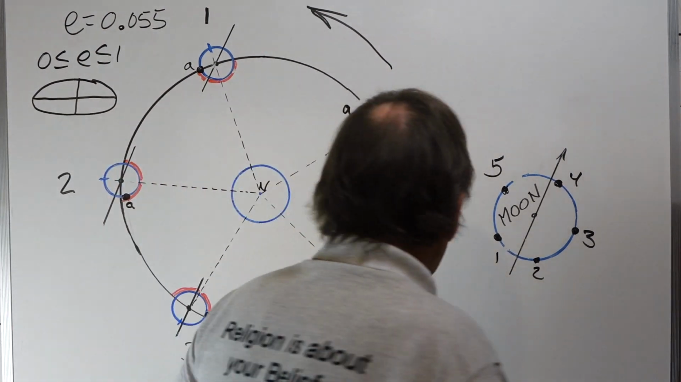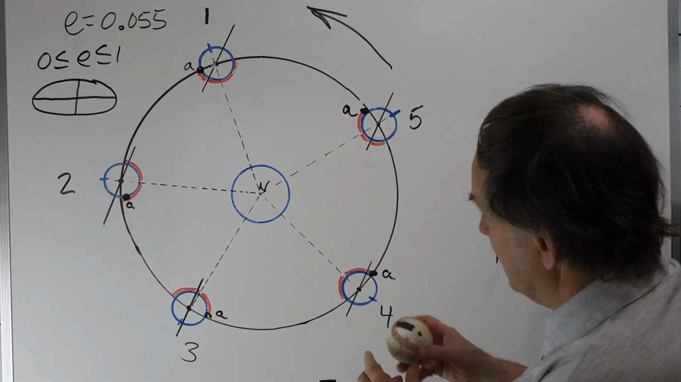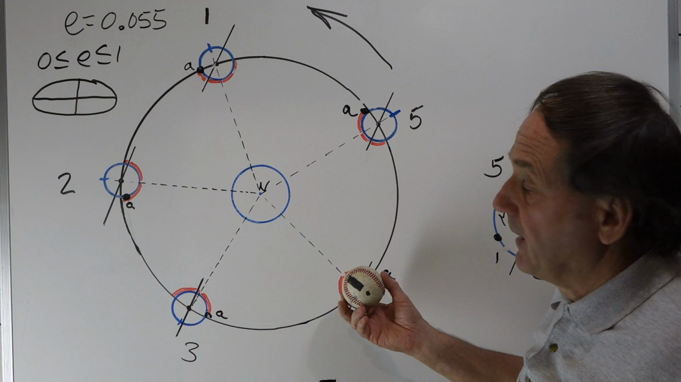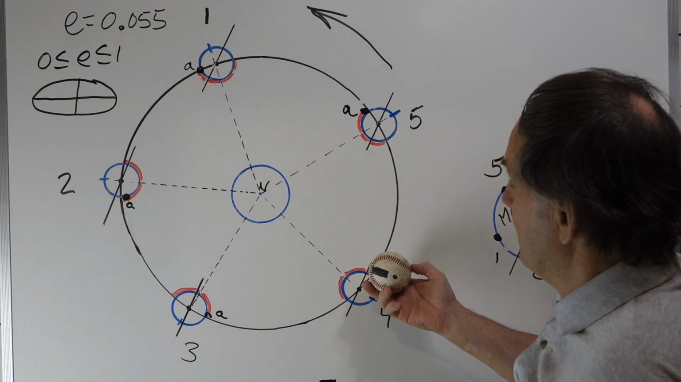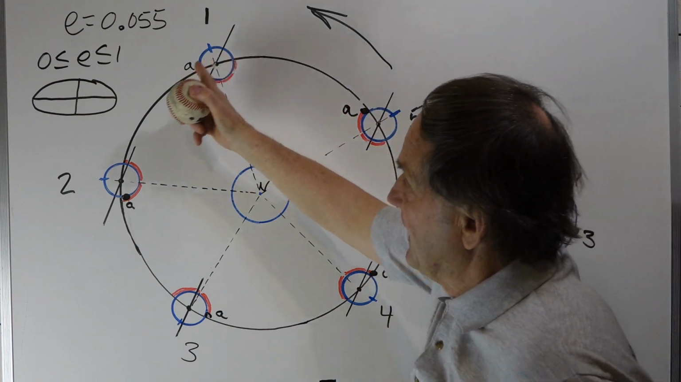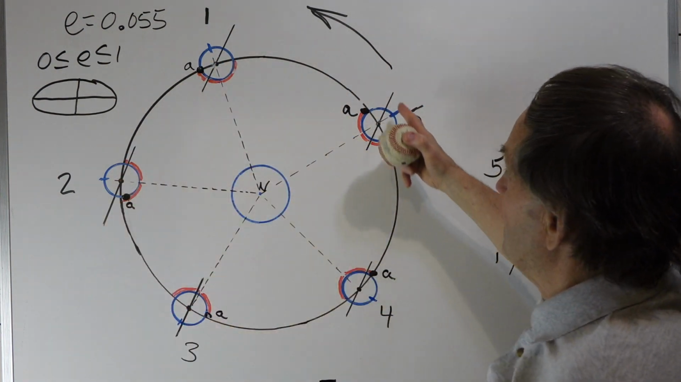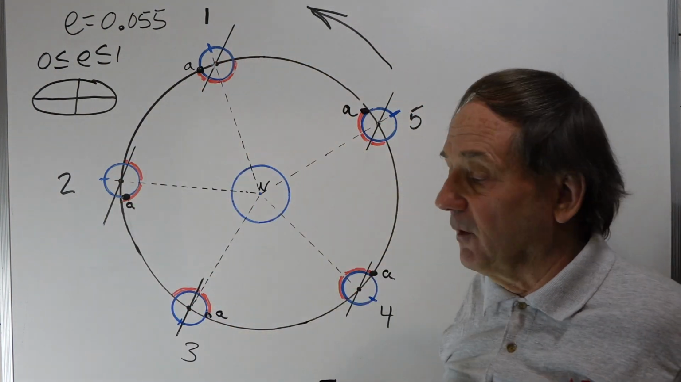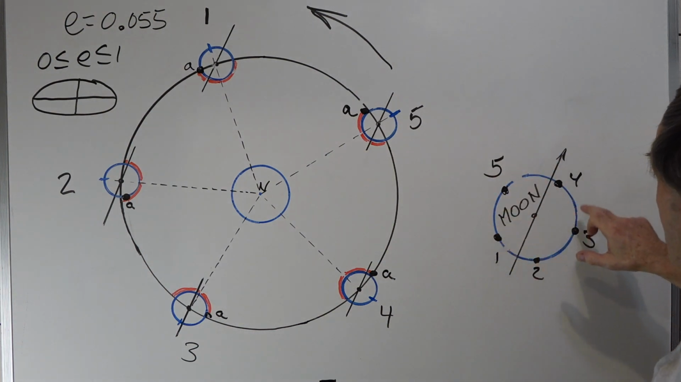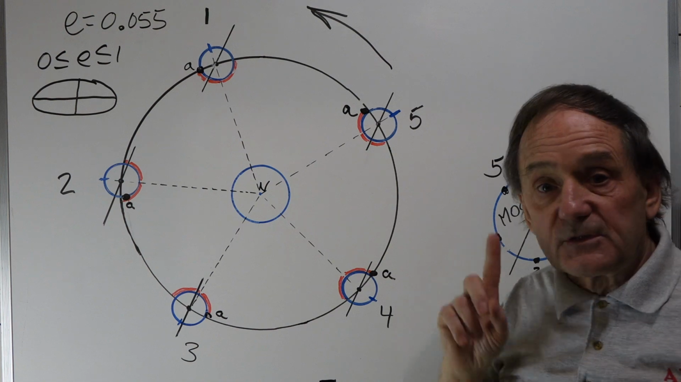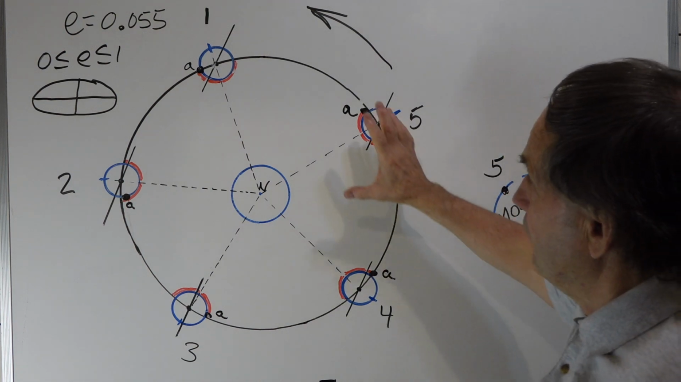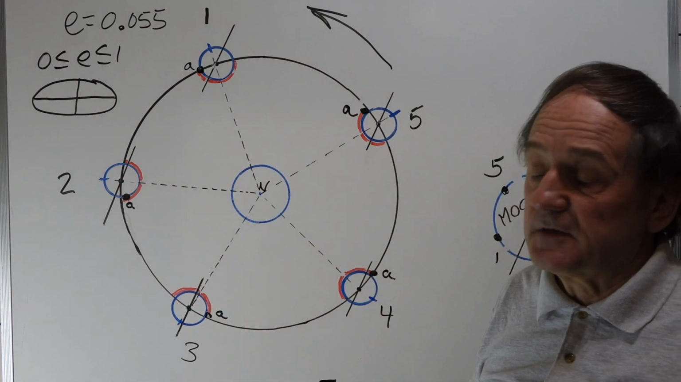So what happens is, the reason why we always see the same face of the moon is the fact that the moon is rotating once around its axis as it makes one complete trip around the Earth. And so the moon does rotate once around its axis, and because of that, we always see the same face of the moon.